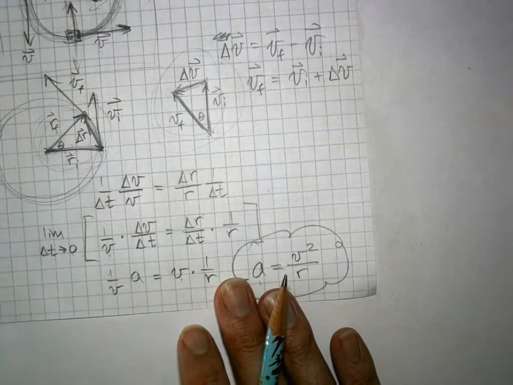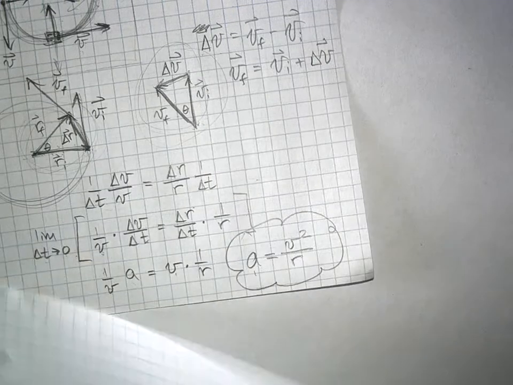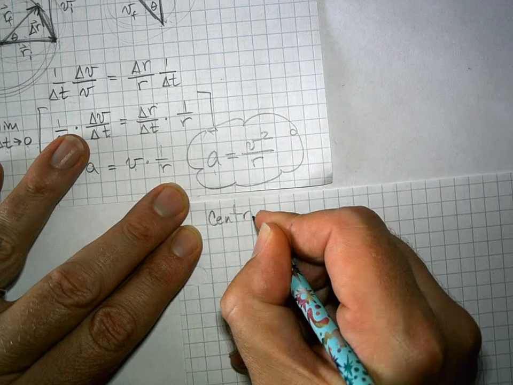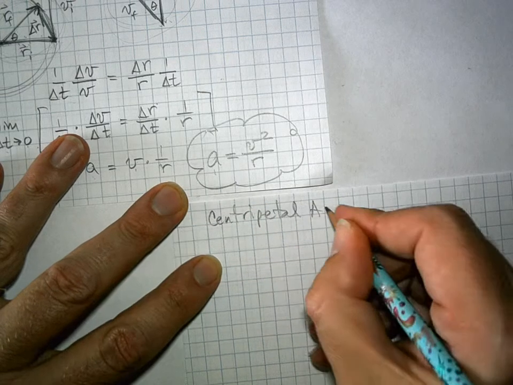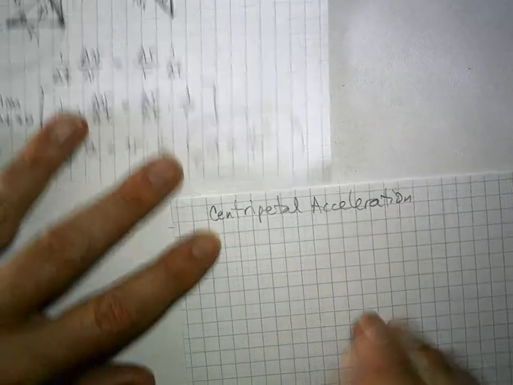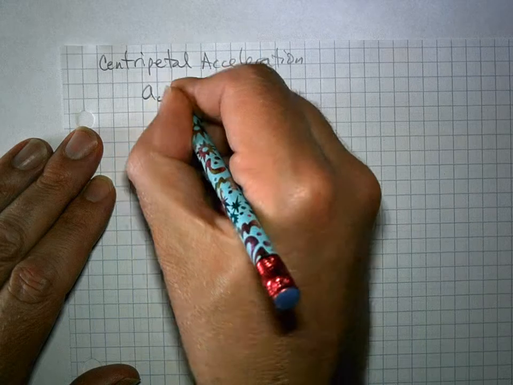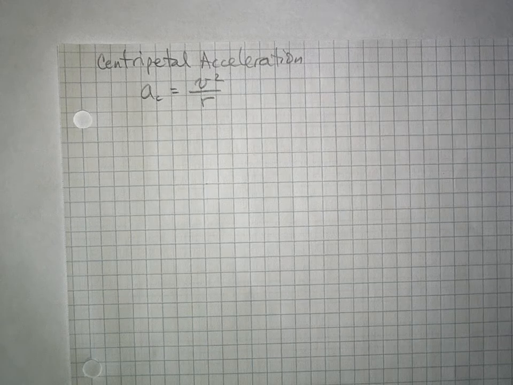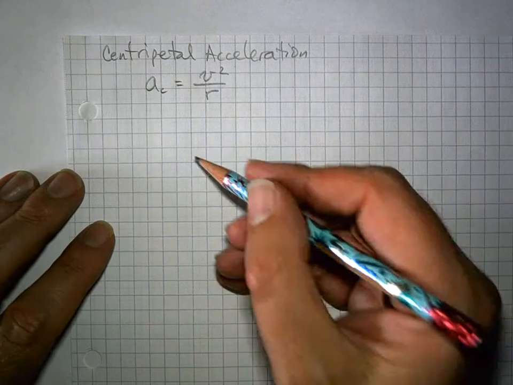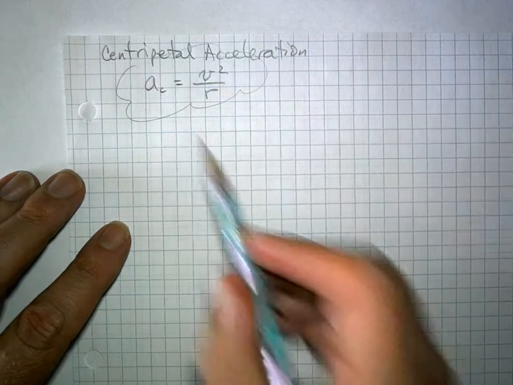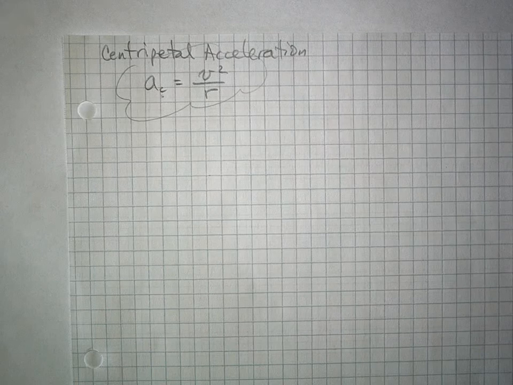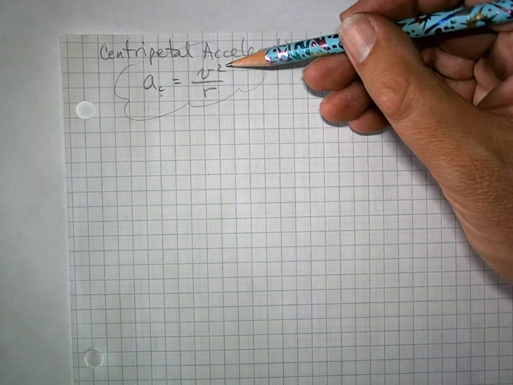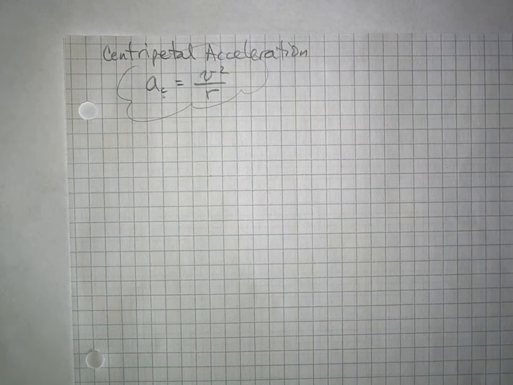And we have a name for center-seeking accelerations. We call them centripetal acceleration. Centripetal acceleration is a sub c. It's equal to v squared over r. And that's what we tried to show. This is a basic equation. We're going to use this a lot. And that c stands for centripetal, which means towards the center. And this, again, is our speed squared, we'll talk more about that later, divided by the radius of our circle.